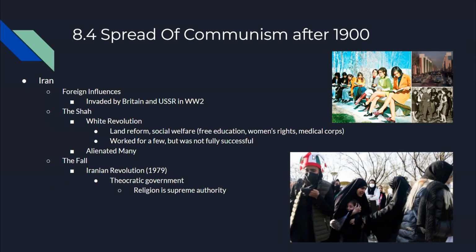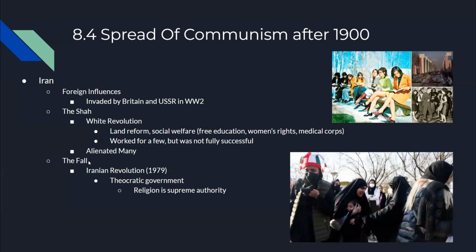Iranian nationalists objected to this Shah as a puppet of Western powers, and they forced him to flee the country. But then the United States and Great Britain engineered a plan to overthrow the new government, and they brought back the Shah. The Shah tried to do some good things, but he was not that great of a person. Some of his reforms were the White Revolution, with land reform, social welfare, free education, women's rights, and a medical corps. The land reform worked for a few, but was not fully successful, and his policies alienated many people.